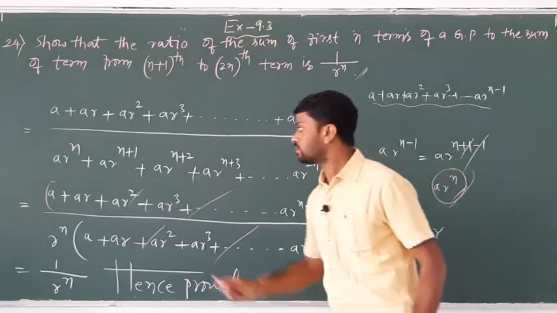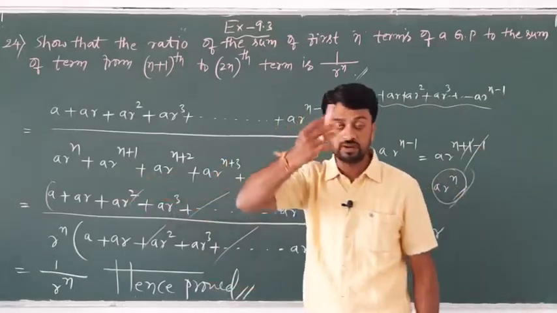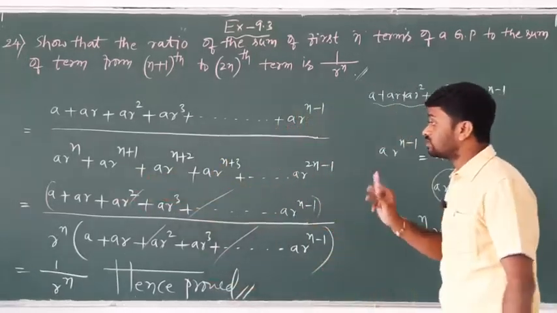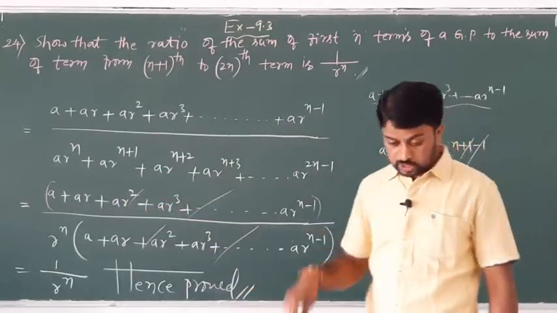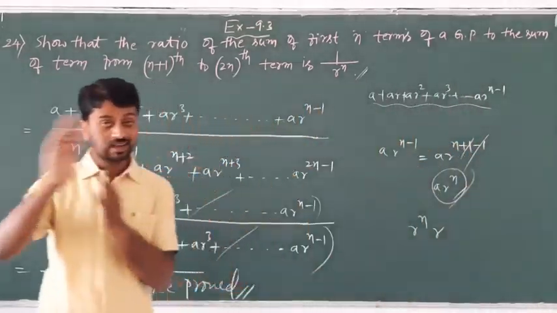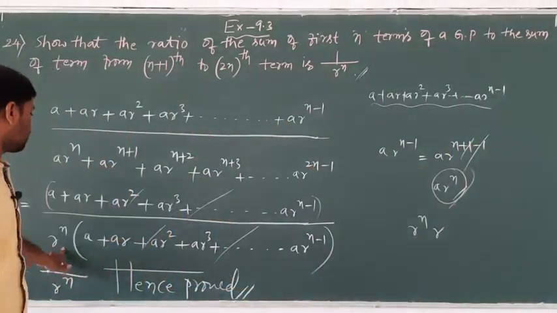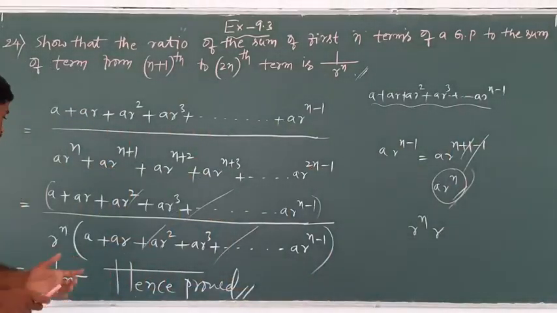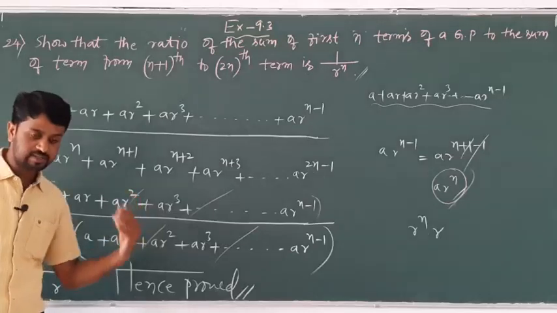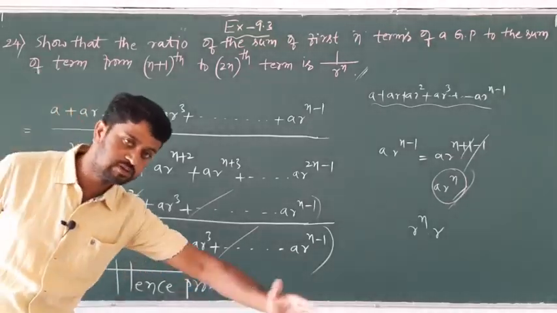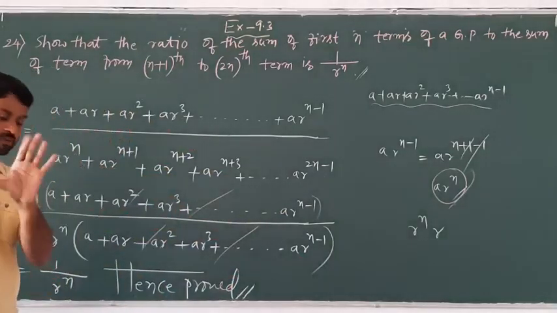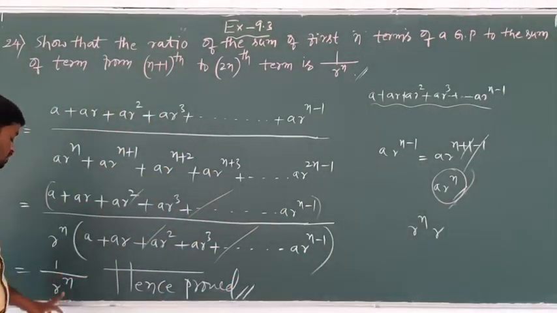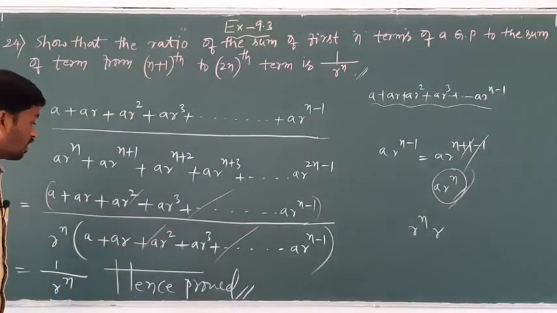Start from a into r power of n plus a into r power of n plus 1, next plus a into r power of n plus 2, and so on up to a into r power of 2n minus 1. In the denominator you get common r power of n outside. What is the remaining? a plus ar square plus ar cube up to so on a into r power of n minus 1. The numerator and denominator automatically cancel. Therefore what is remaining? 1 by r power of n.